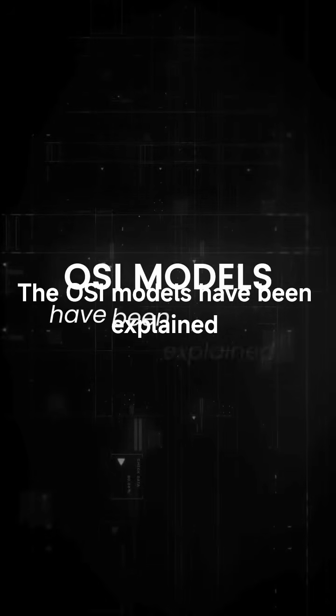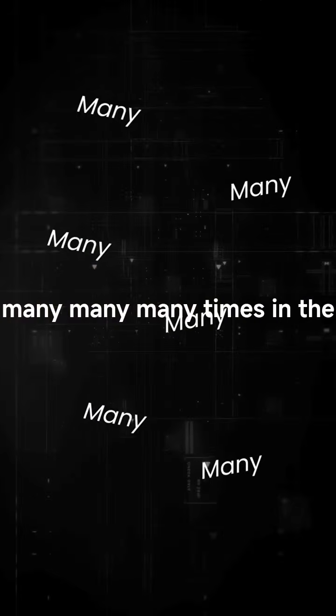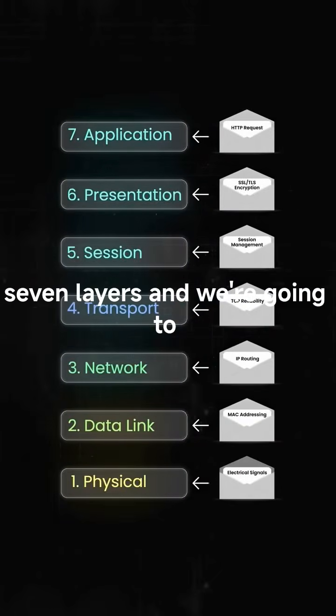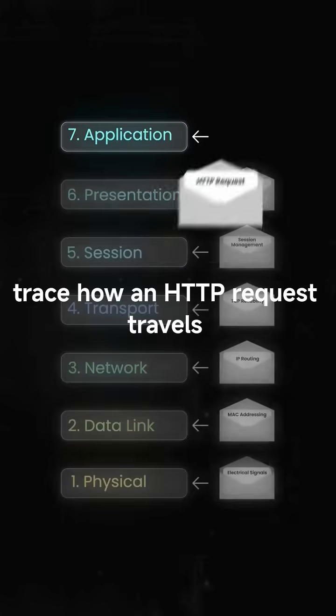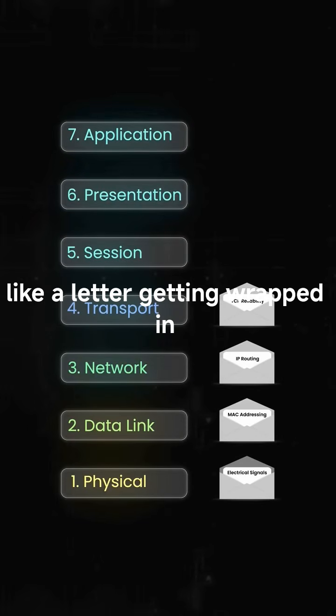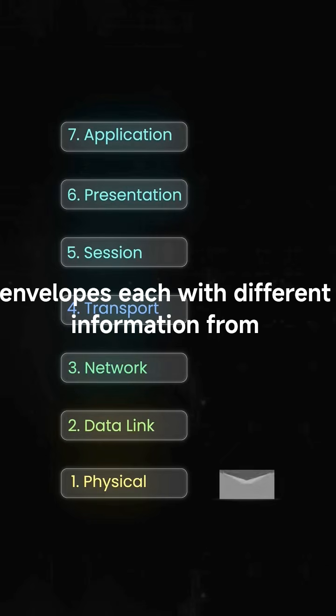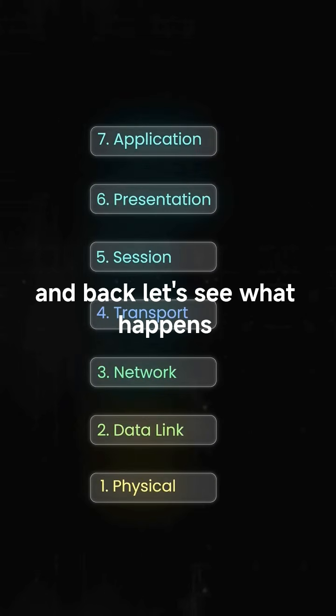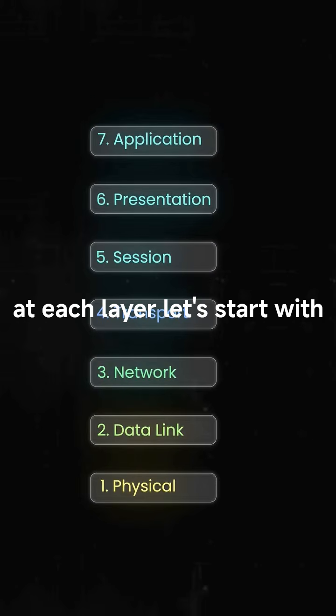The OSI model has been explained many times in the past, but not with this level of clarity. The OSI model has 7 layers, and we're going to trace how an HTTP request travels through each one. Think of it like a letter getting wrapped in envelopes, each with different information, from your browser to a web server and back. Let's see what happens at each layer. Let's start with our example.